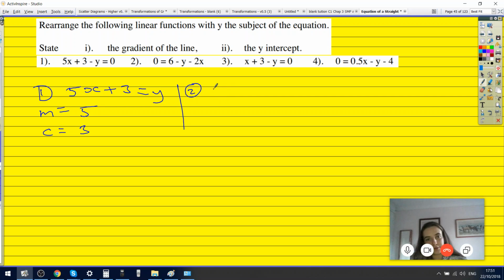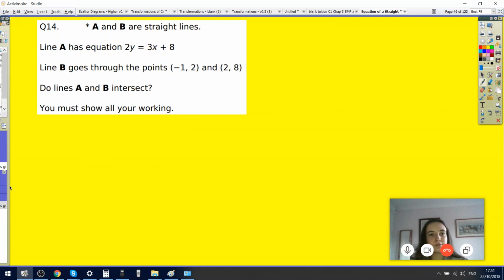y equals 6 minus 2x. Gradient? Minus 2. Yeah, fine. Okay. Exam question.